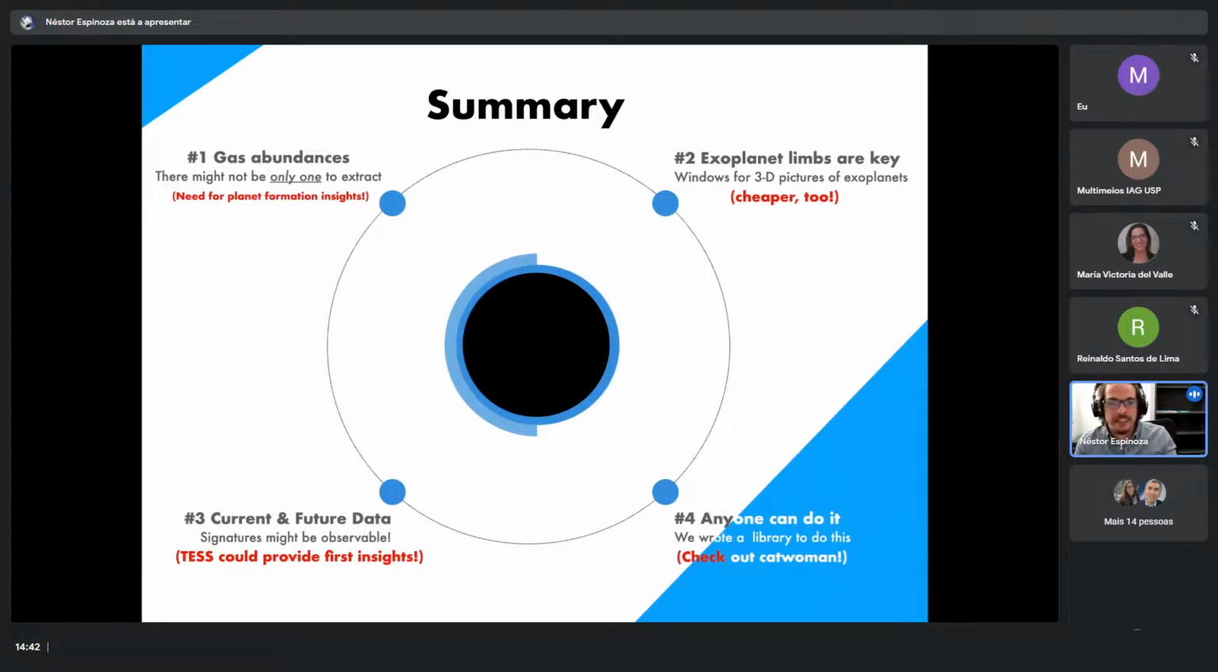We have an open-source library, CanWoman, with which you can feed your own asymmetric transient lightcurves. And that would be it. So I hope that this made it clear that constraining morning and evening limbs of exoplanets is very exciting. It's something that's happening, and it's something that we're very excited to keep sharing with everyone in the community.